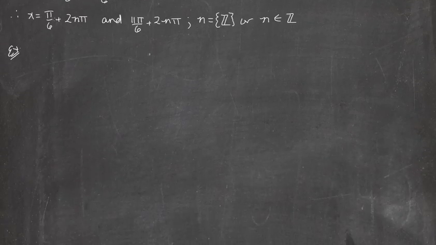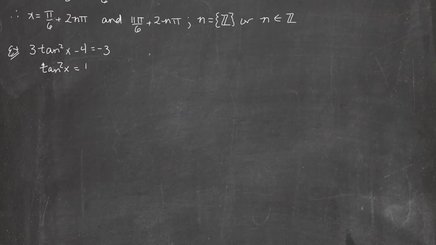Let's do another one. This one, the first one we didn't have to use an identity. This one I suspect we will, just looking at it. 3 times tan squared x minus 4 equals negative 3. So let's go ahead and get the tan squared x alone, just using algebraic steps. So I'm going to add 4 to both sides, and then I'm going to divide by 3. So I get tan squared of x equals negative 3 plus 4 is 1, divided by 3, 1/3.